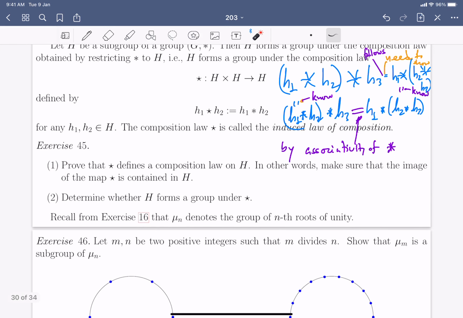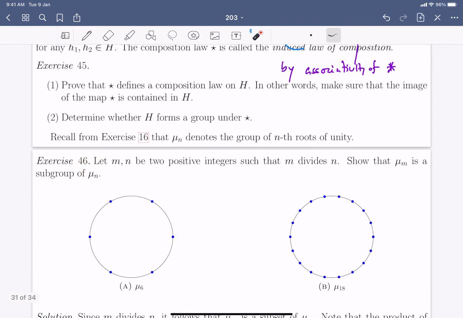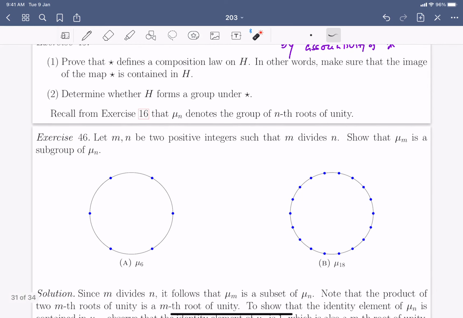Fine. Then here are certain exercises that we would like to focus upon. So we have seen this group mu n. Recall that this denotes the group of nth roots of unity. So this is the solution set of the equation z power n equal to 1 in C, equipped with multiplication of complex numbers, and that forms a group of size n, because z power n equal to 1 has exactly n solutions inside C.